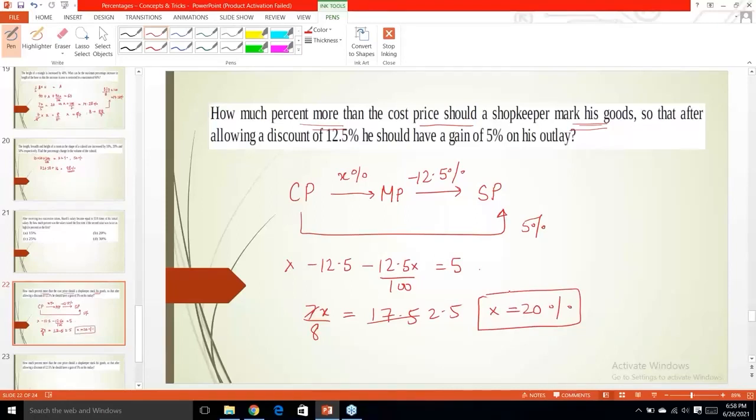You can quickly verify. If the actual cost price was 100, if he increases it by 20% to mark it up, he'll get 120, and then he gives a discount of 12.5%. I told you 12.5% is 1/8, so he gives a discount of 15 rupees. Okay, so it comes out to 105. So this is a 5% change. So this is a way of verifying that you have got the correct answer.